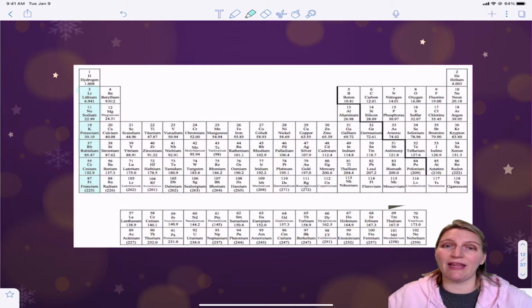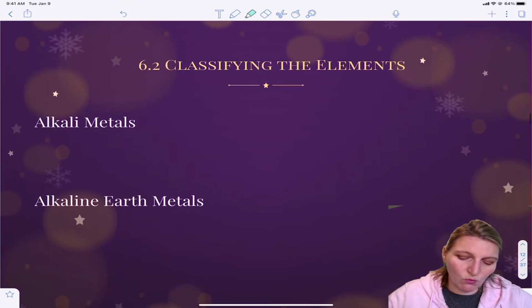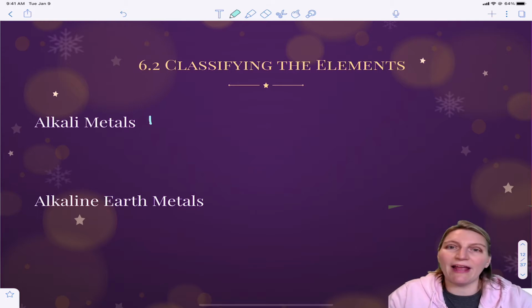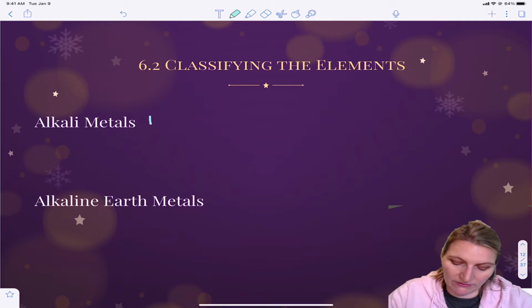It has one valence electron like the other alkali metals, and it behaves similarly in some circumstances, but it's a gas at room temperature, it's diatomic, it has a lot of properties of nonmetals. So what are the properties of the alkali metals? Well, as I said, they have one valence electron.